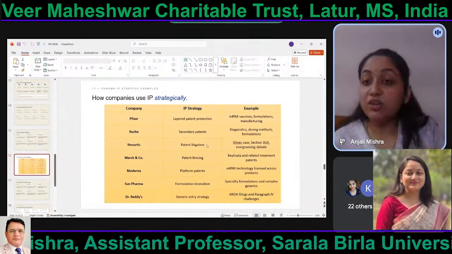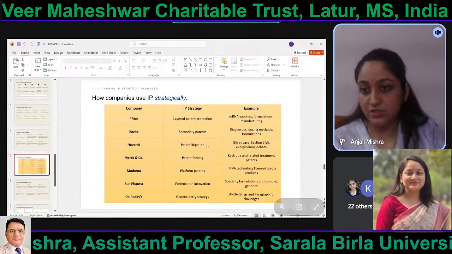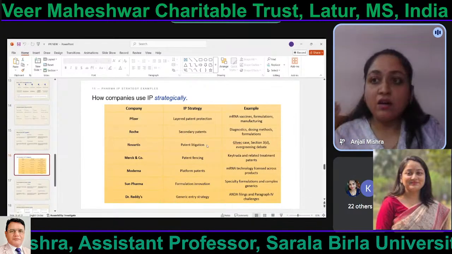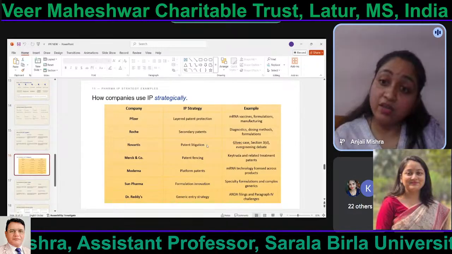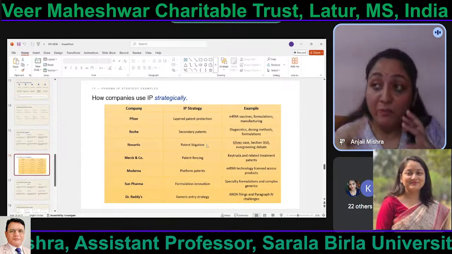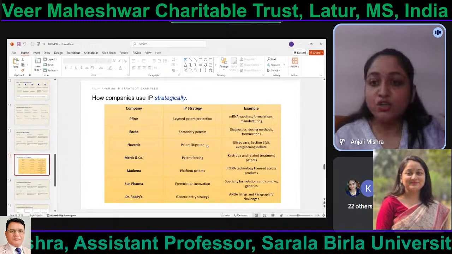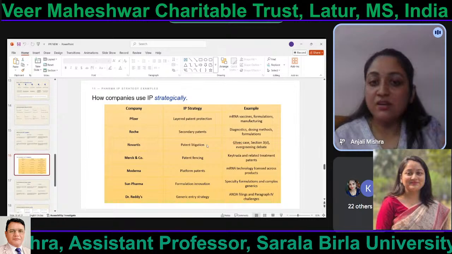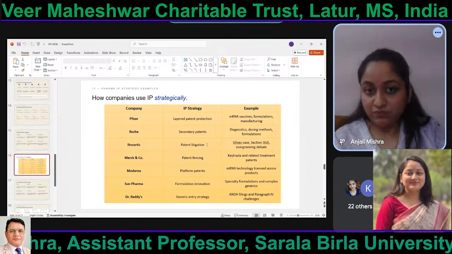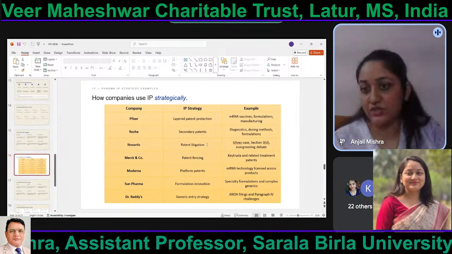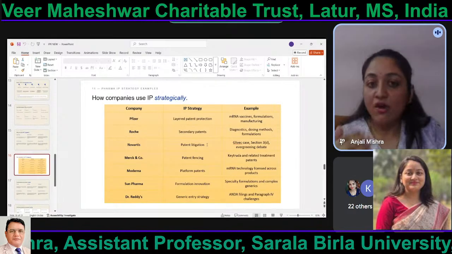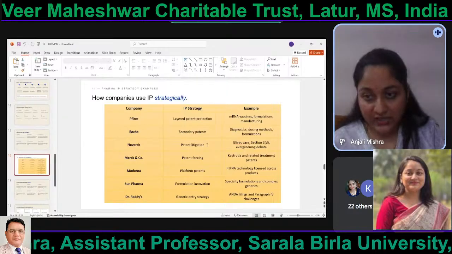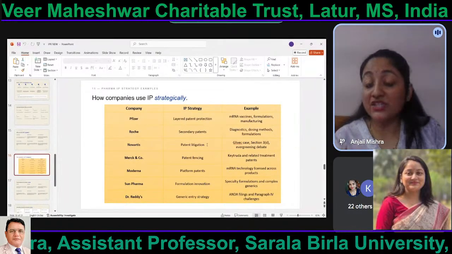They have not only protected a particular patent, because that might expire in 20 years, and then it may undergo generic things. Now imagine a scientist, a company, a huge number of people involved behind a single molecule may lose the rights after 20 years. So the pharma companies which I've listed here are Pfizer, Roche, Novartis, Merck, Moderna, Sun Pharma, and Dr. Reddy's. They have a modified patent strategy.